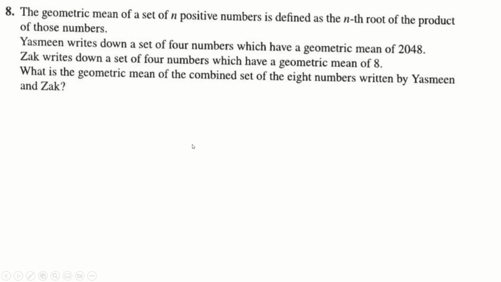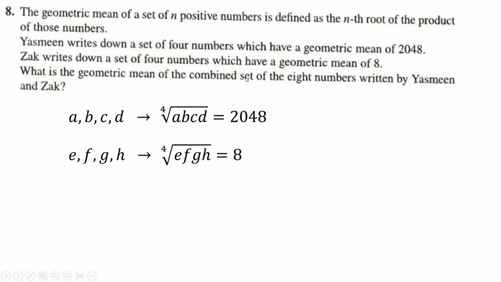Okay, number 8. The geometric mean is defined. Oh, it actually defines it for you. Okay, hopefully you maybe knew what the geometric mean was going into this because you maybe do stats in the A-level stats part of maths. So the geometric mean of 4 numbers, if those 4 numbers are A, B, C, D, is the 4th root of A, B, C, D multiplied together. And the geometric mean of these ones, if they're called E, F, G, H, is the 4th root of E, F, G, H. And we're looking for the geometric mean of all 8 numbers, which is not going to be the 4th root anymore because there are 8 numbers, so it's going to be the 8th root of A, B, C, D, E, F, G, H.